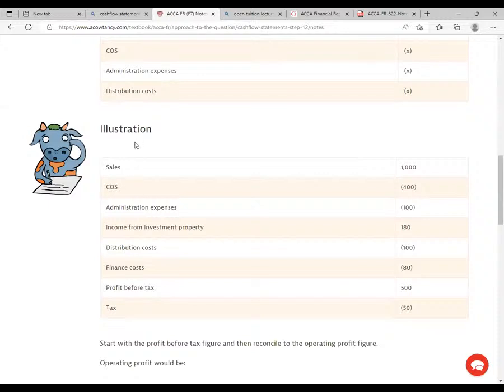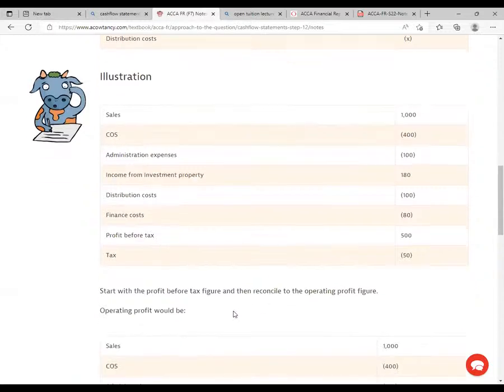They have given us some illustration here. They have given us sales of 1,000. Cost of sales, hypothetically, is 400. Administration like that. Then we have income from investment property, which is 180, positive here. Then we have the distribution cost, the finance cost, profit before tax of 500, and tax of 50. They're giving us a very good illustration. The way IAS 7 tells us, always start with the profit before tax figure, and then reconcile to the operating profit figure.